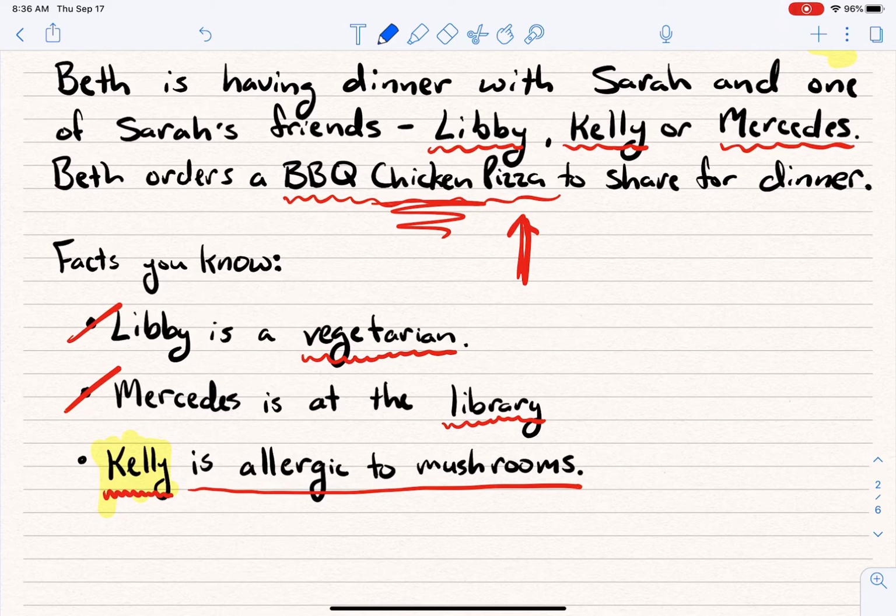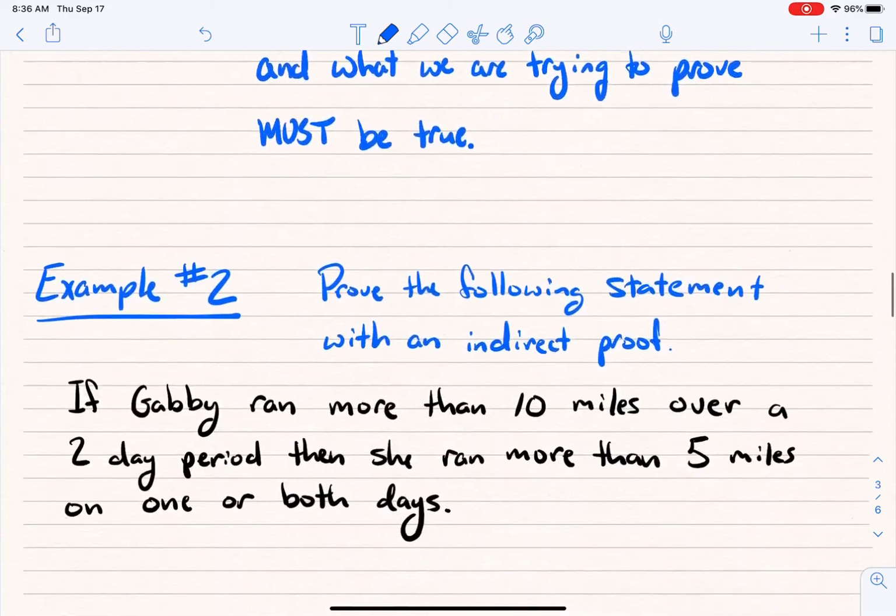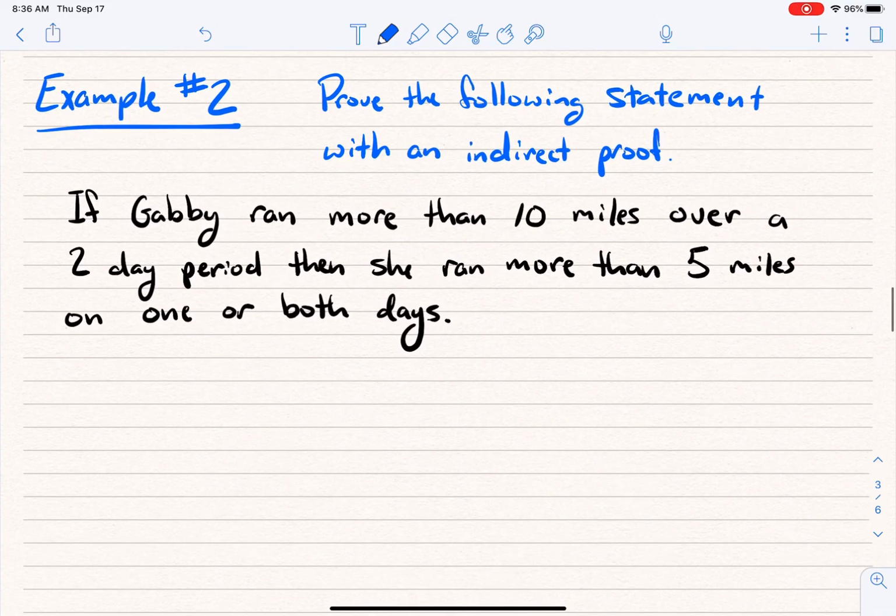And I know that was a lot of words, very fast, but since we had already talked about this situation, I figured we could do that. Okay, so let's try another example where we actually write an indirect proof. Okay? And so here's our indirect proof.